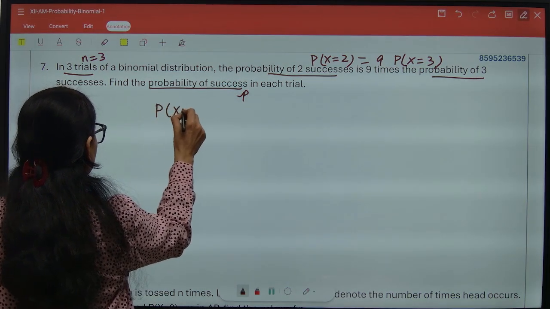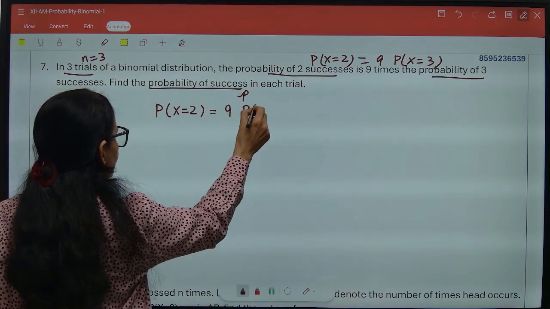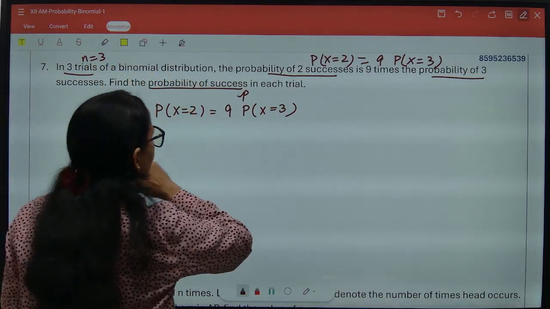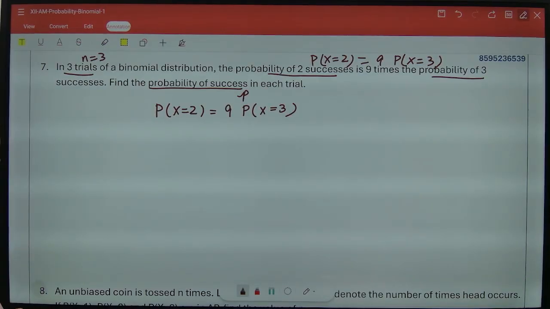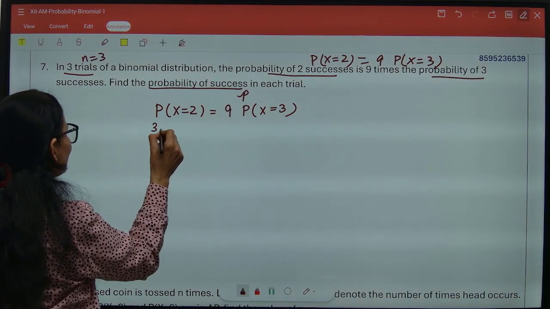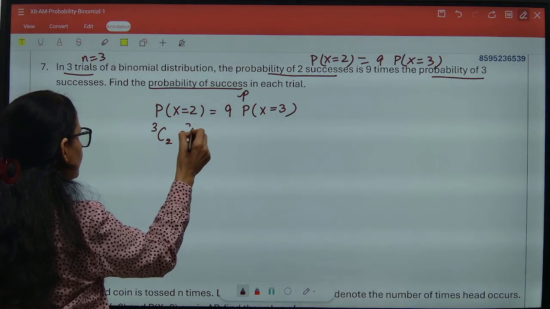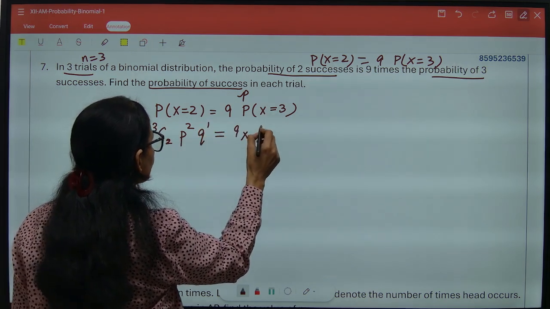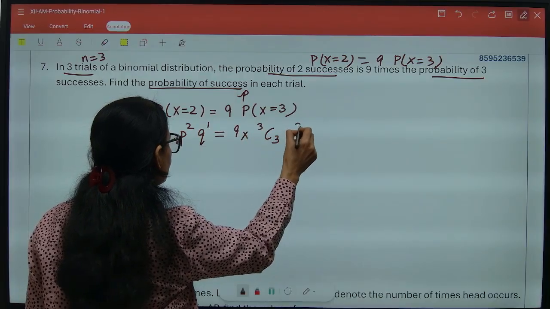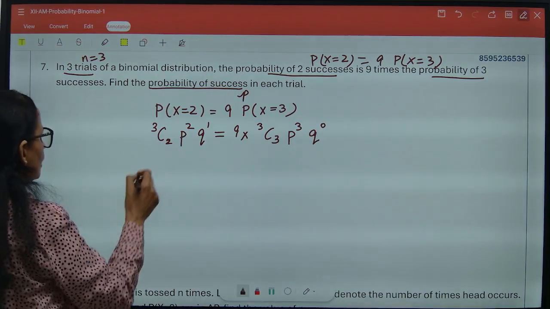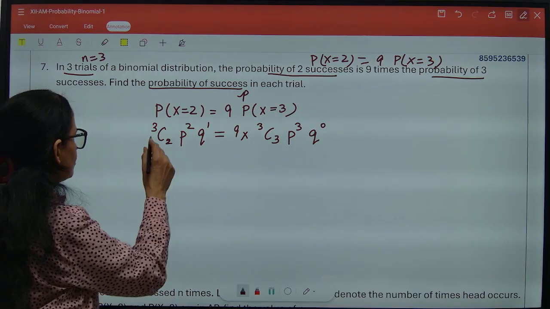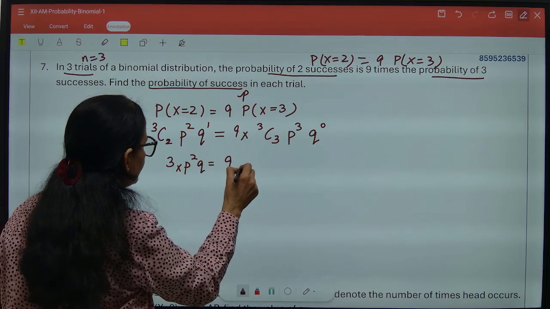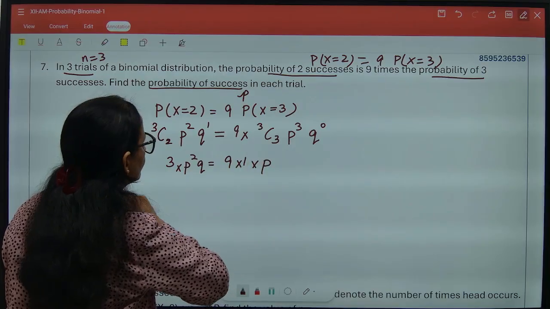So the probability of x equal to 2 is 9 times the probability of x equal to 3. Now we already have n and we need to find p. So it is going to be 3C2 p to the power 2 and q to the power 3 minus 2, that is 1, equals 9 into 3C3 p to the power 3 and q to the power 0. How much is 3C2? 3C2 is 3 only. So 3 p square q equals 9 into 1 into p cube.